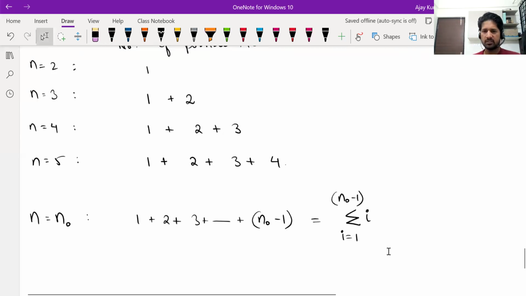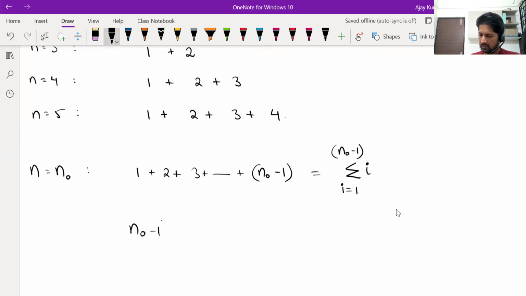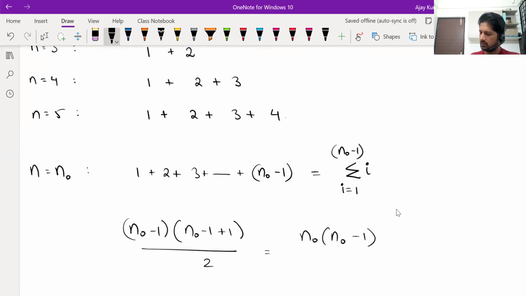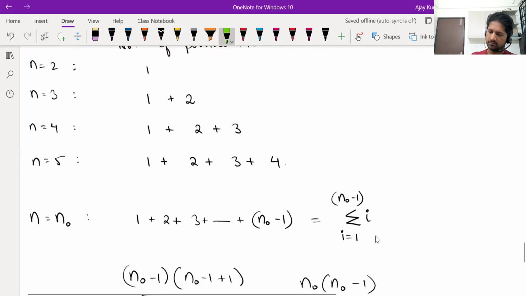And we have a formula for the summation of the first n natural numbers: n into n plus 1 by 2. Here you have to add the first n minus 1 natural numbers. So it becomes n into n plus 1 by 2, basically n naught into n naught minus 1 divided by 2, where n naught is the orbit number from which it is jumping. For example, if it is jumping from the second orbit, you take n naught as 2. Then 2 into 2 minus 1 is 1, divided by 2, you get one possible jump.